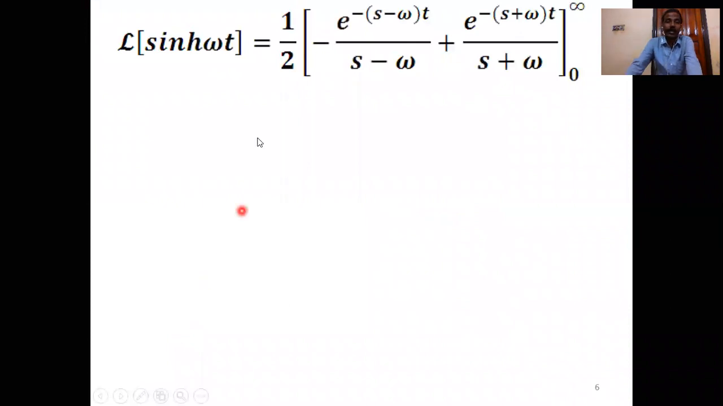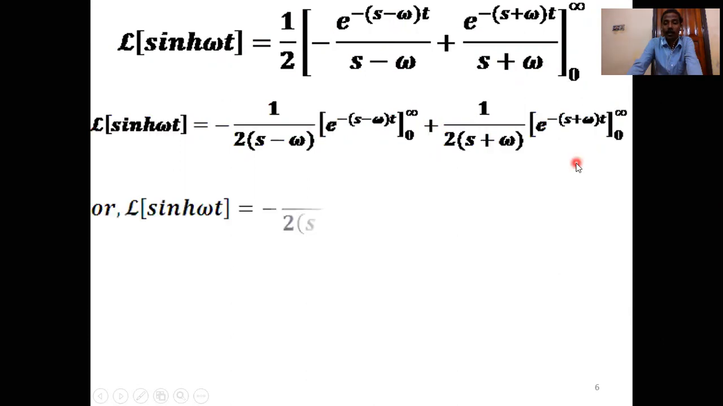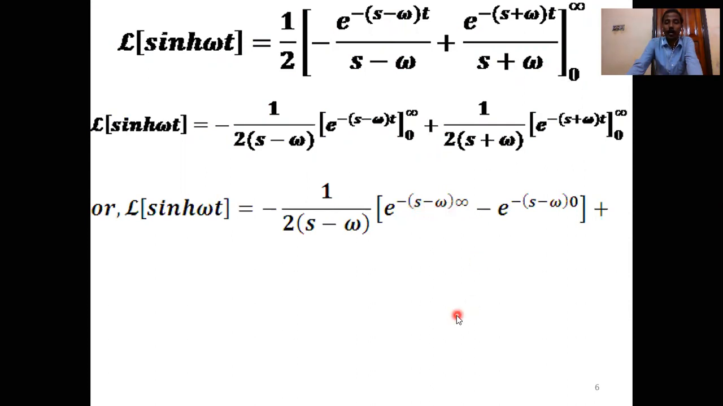And then we get, on integration, e to the power minus (s minus omega) t divided by minus (s minus omega), and the second part e to the power minus (s plus omega) t divided by s plus omega. Then put the upper limit infinity and lower limit zero. This is the upper limit and this is the lower limit, and we get something to the power infinity times minus (s minus omega) t. Just put infinity here and zero here.